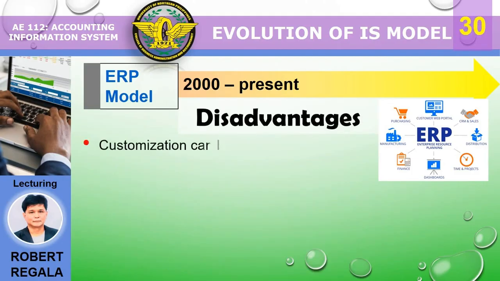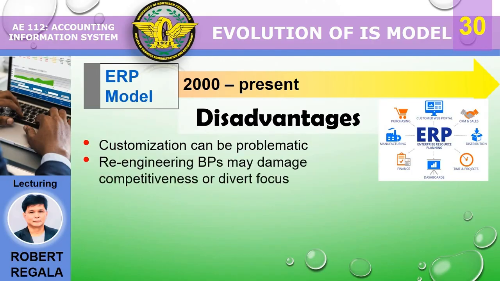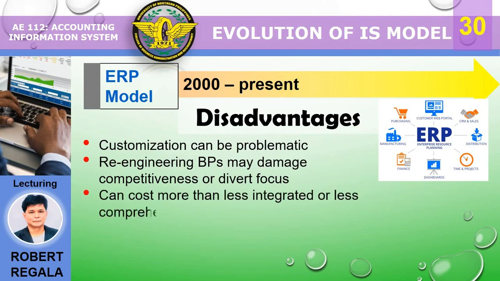Disadvantages. 1. Customization can be problematic. Compared to the best-of-breed approach, ERP can be seen as meeting an organization's lowest common denominator needs, forcing the organization to find workarounds to meet unique demands. 2. Re-engineering business processes to fit the ERP system may damage competitiveness or divert focus from other critical activities.